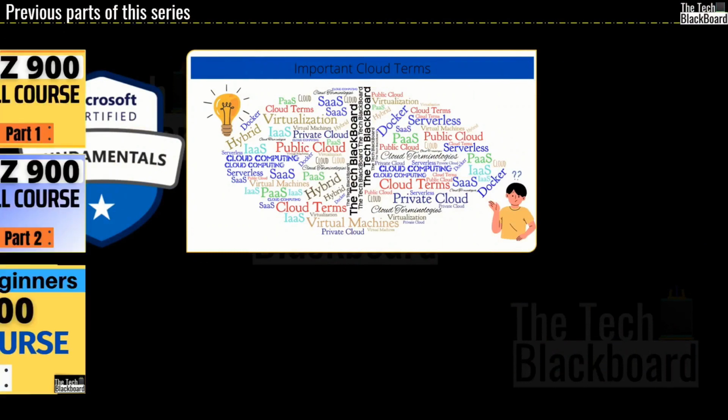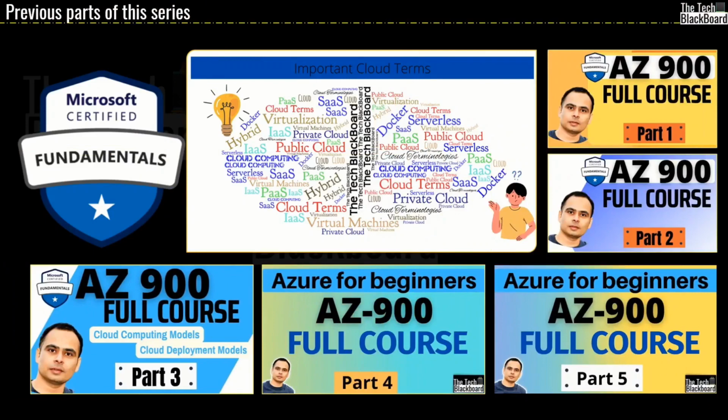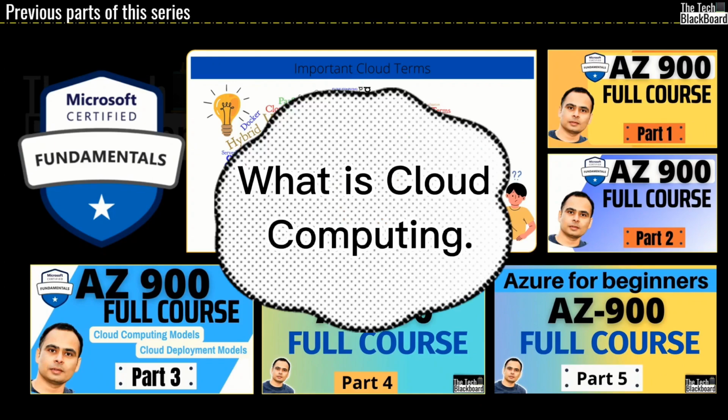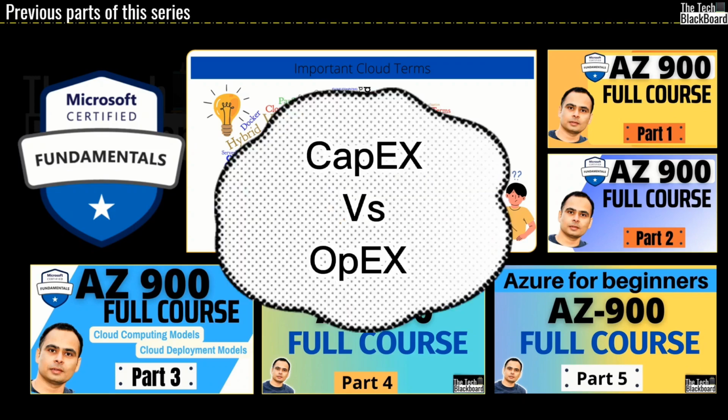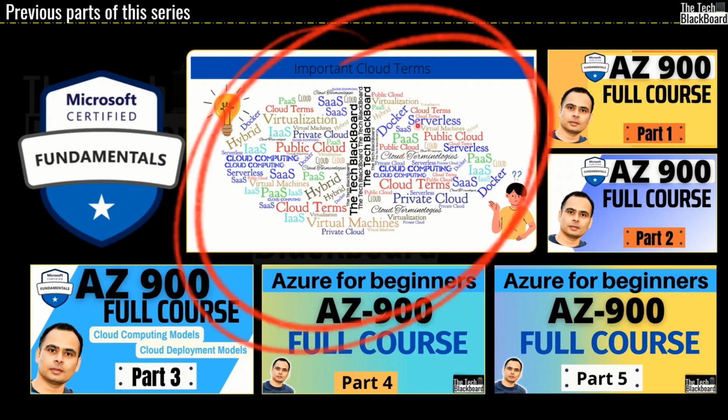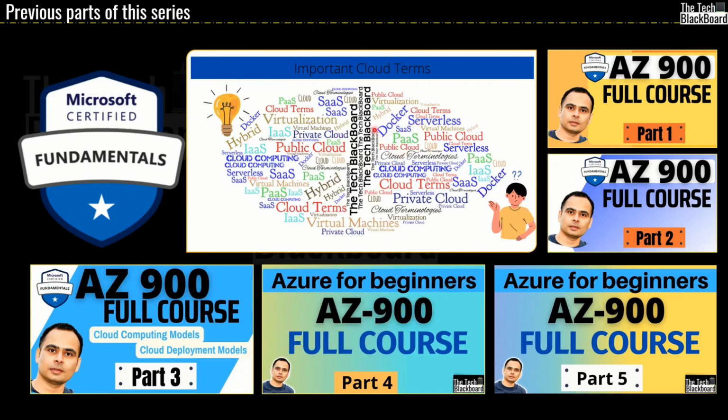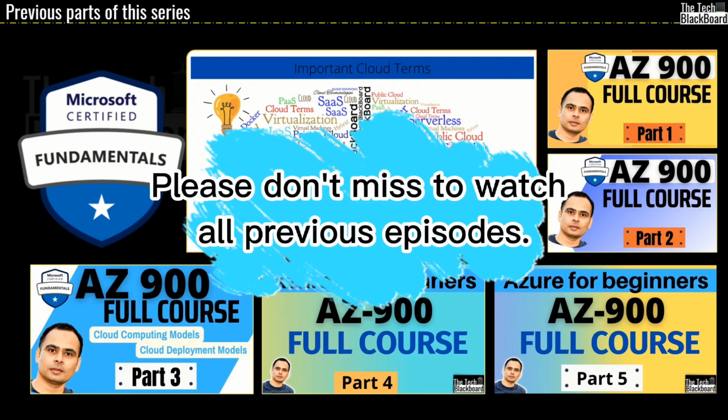For detailed explanation and understanding, please watch our earlier 5 parts in this series where I explained what is cloud computing, different deployment models like IaaS, PaaS, and SaaS. I also explained differences between CAPEX, capital expenditure, and OPEX, which is also known as operating expenditure. Not just that, in the last 5 parts, I explained so many cloud terms and cloud concepts with various examples, so missing to watch them would be like missing a big chunk of cloud understanding. Please make sure to watch the earlier 5 parts. Links are available right there in the description box.